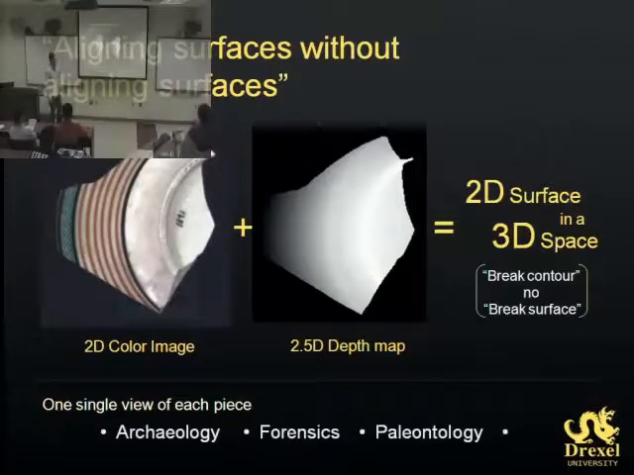In this case, we have no break surfaces. Instead, we just have break contours. This edge here is going to line up with some other fragment's edge. And because we're looking only at the edges of each piece, our work is applicable not just to volumetric reassembly, but also can be used in forensics and paleontology, and stitching together any sort of two-dimensional surface in a 3D space.